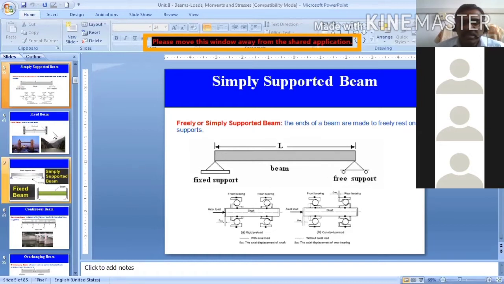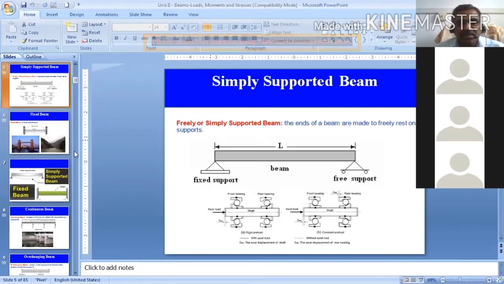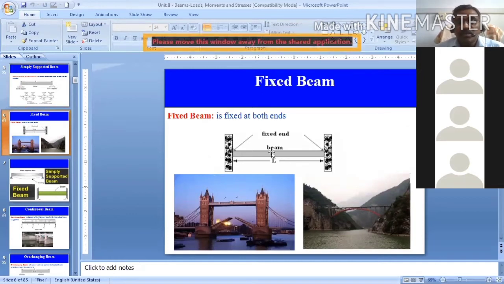Now you can see the fixed beam. There is not much difference between the simply supported beam and the fixed beam. In a simply supported beam, it is just supported, that is, bearing support. But in the case of a fixed beam, the end is fitted into the wall. It is fixed. Both ends are fixed. As far as looks go, both the simply supported beam and the fixed beam look the same, but technically they are different.